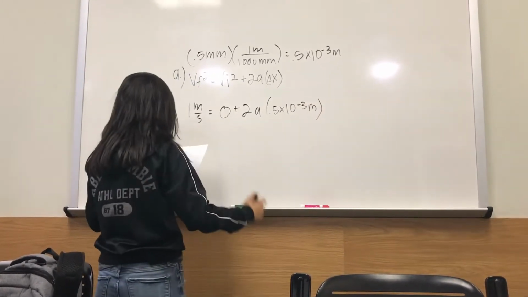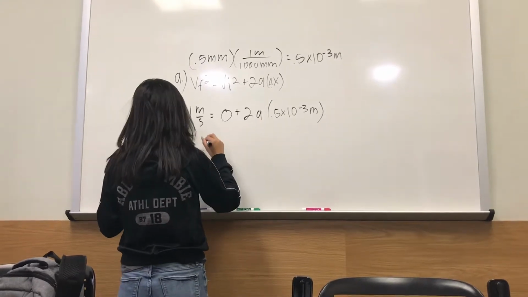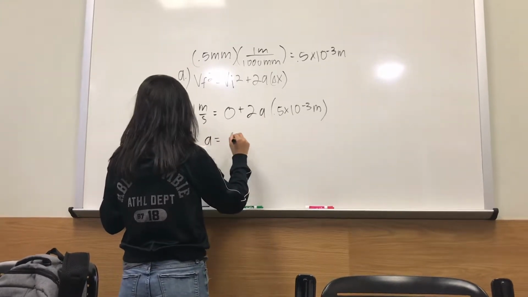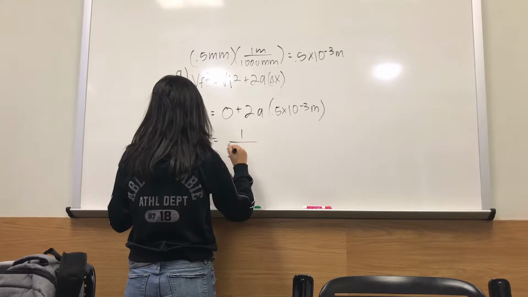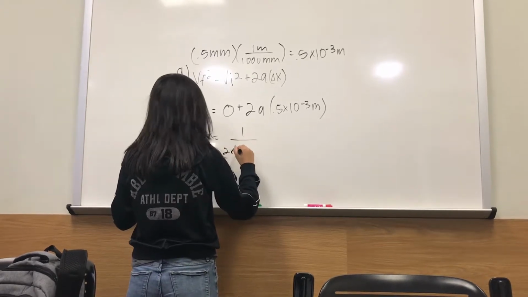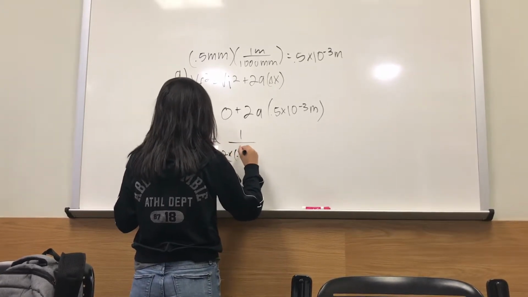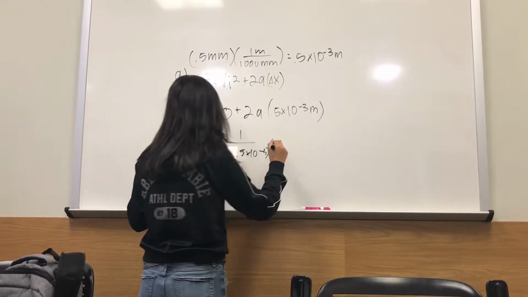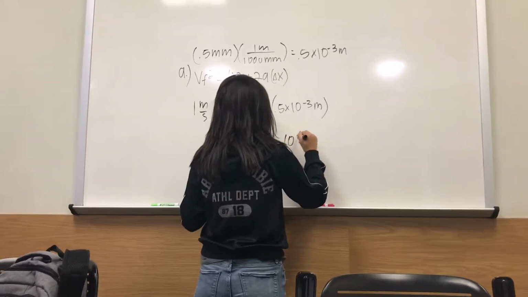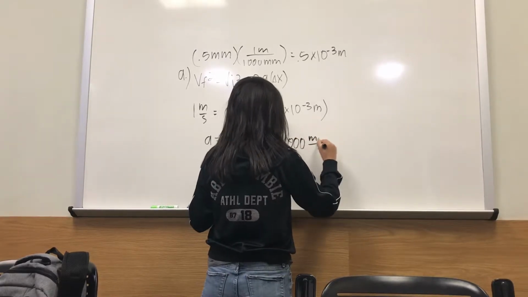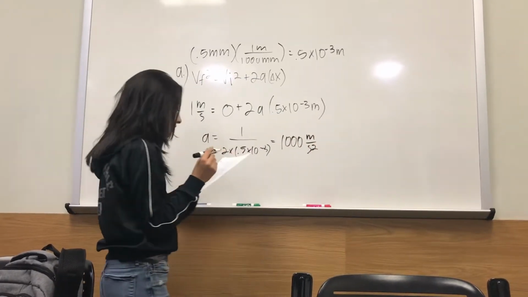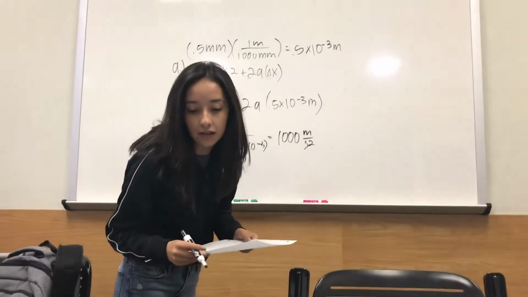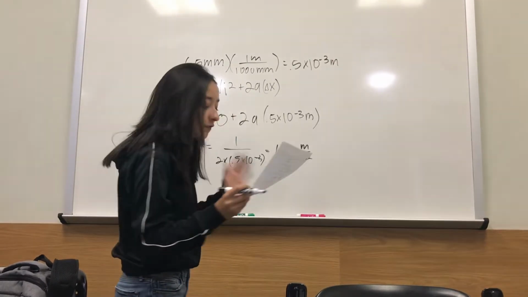And so to solve, we have to solve for a, and when you solve for that, you get 1 over 2 times 0.5 times 10 to the negative 3. And then that should give you 1,000 meters per second squared. That's our acceleration. Part B is asking us how long does the acceleration phase last.